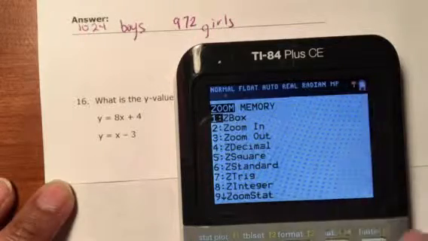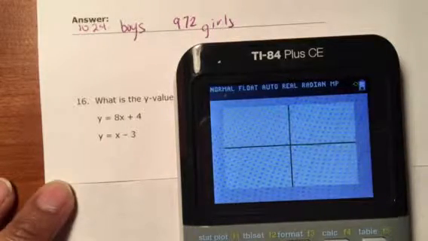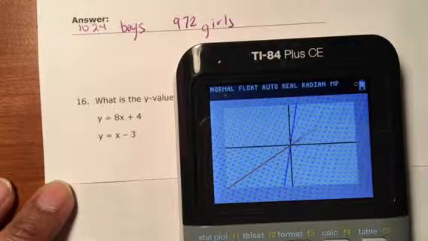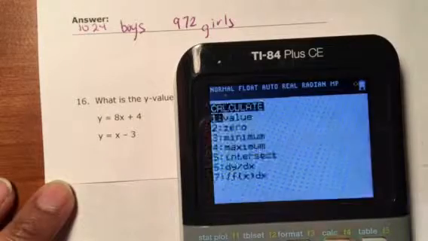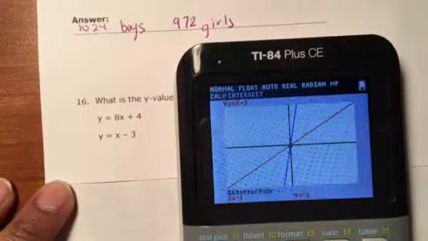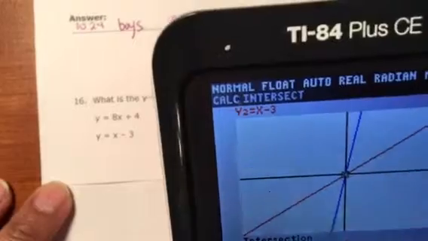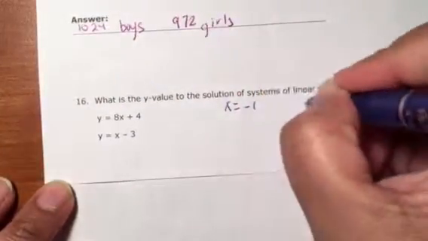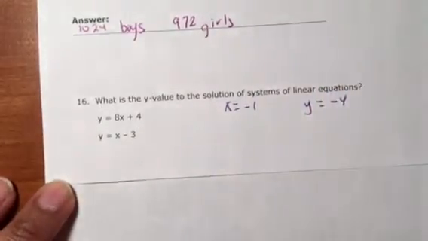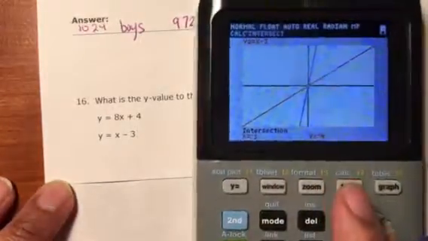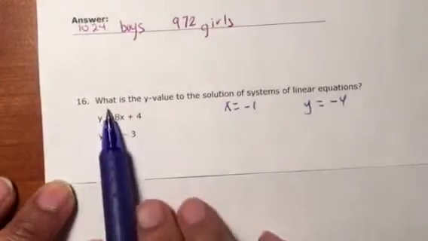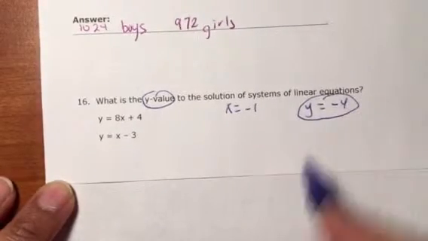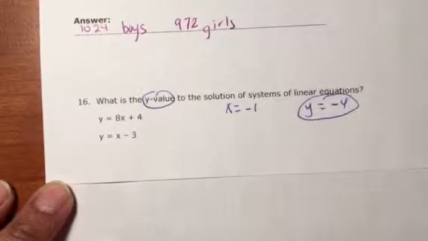Alright, I'm going to press graph to see if I can see it intersect. There's one line, there's the other. I can see it intersect. Second trace 5, 1, 2, 3. My intersection is -1 and -4. So x equals -1, y equals -4. That's based off the calculator. In this problem, it says what is the y value. So this time it's not asking for an ordered pair. It's asking for the y value. And it's -4.